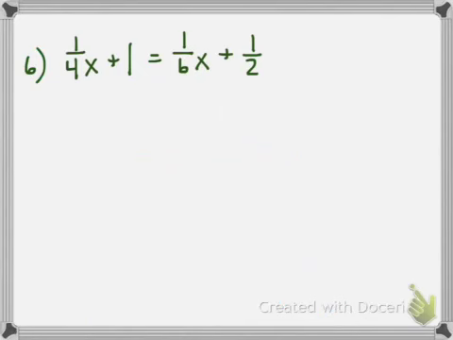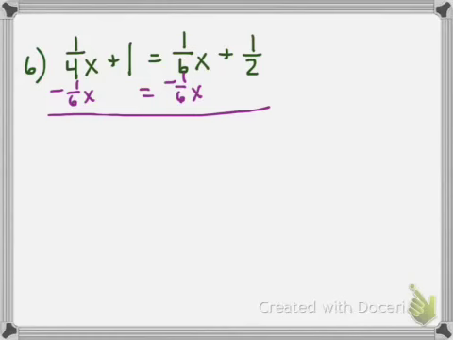So let's see how you did with the very last practice problem. 1/4 x plus 1 is equal to 1/6 x plus 1/2. Variables on both sides, have to get the variable terms on one side and then the constants on the other. So I'm going to subtract 1/6 x from both sides first. And then on my right side, I have 1/2 remaining. Then my left side, I have to do 1/4 x minus 1/6 x.